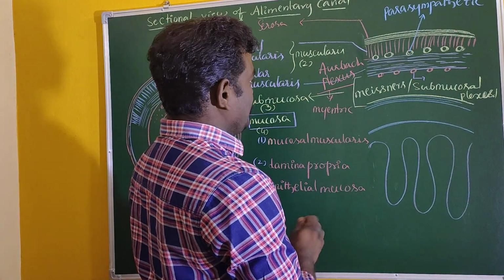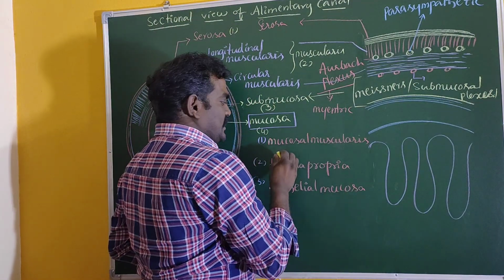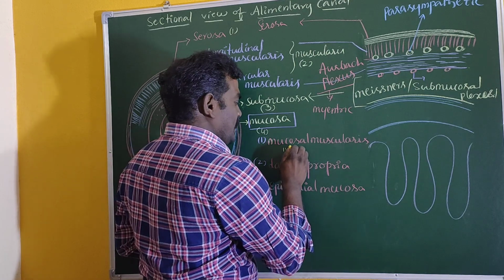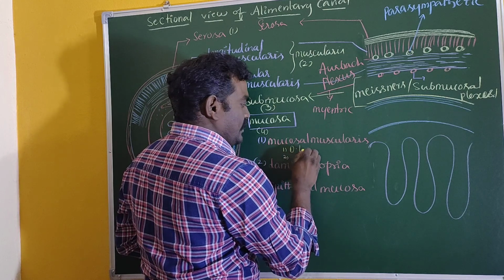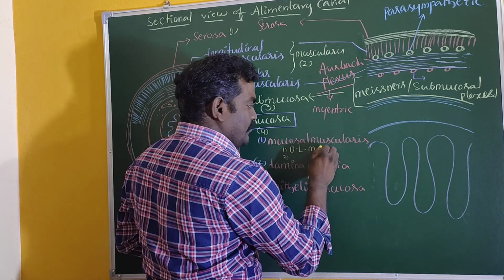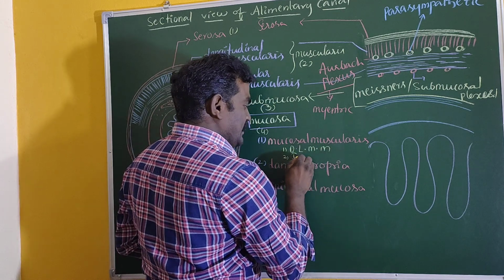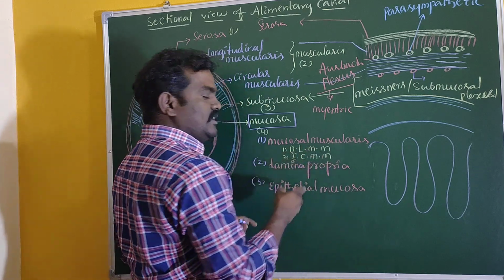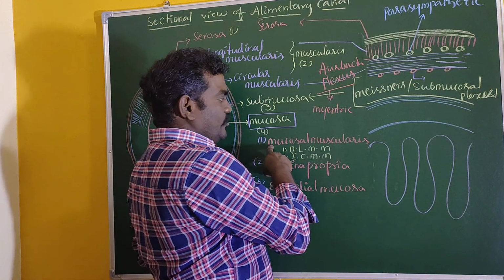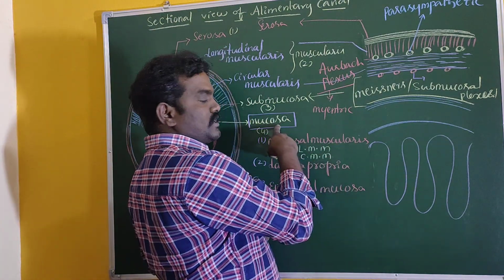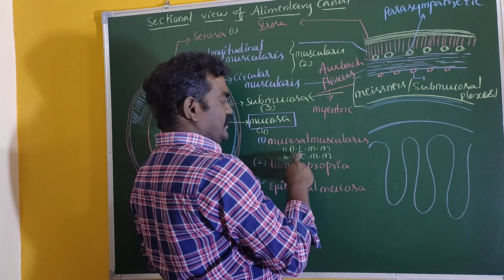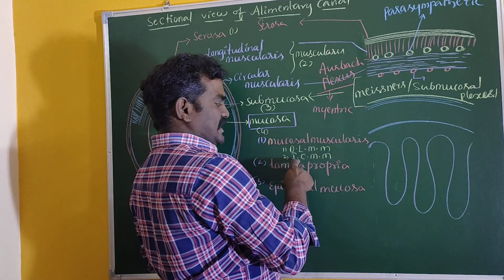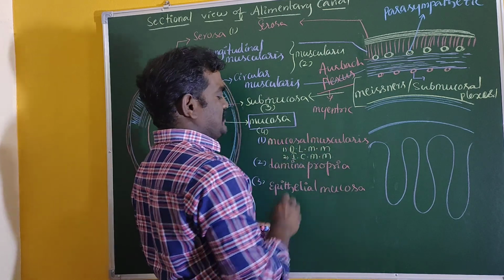So here, in the mucosal muscularis, there are two kinds of layers present: outer longitudinal mucosal muscularis and inner circular mucosal muscularis. Both are made up of smooth muscle. So mucosal muscularis is the first layer of mucosa. It has two important layers that are made up of smooth muscle: outer longitudinal mucosal muscularis, inner circular mucosal muscularis.